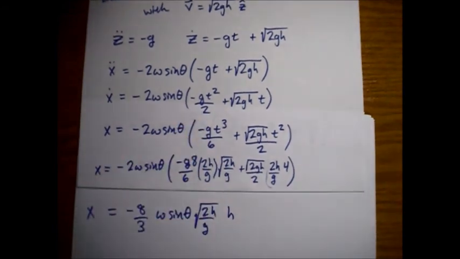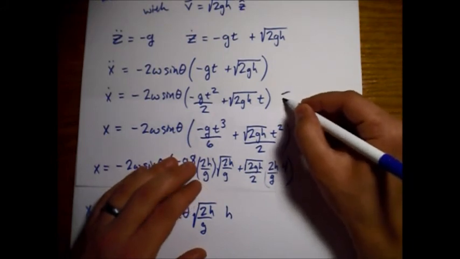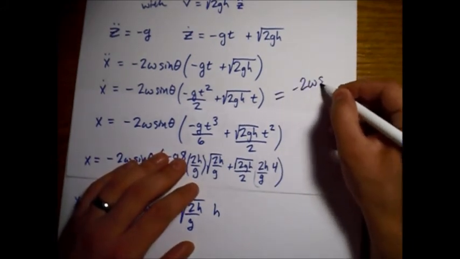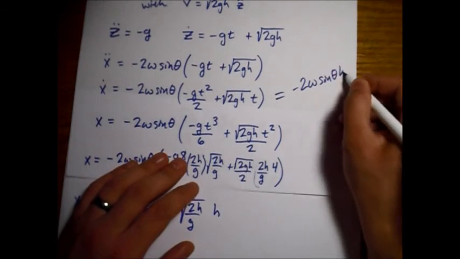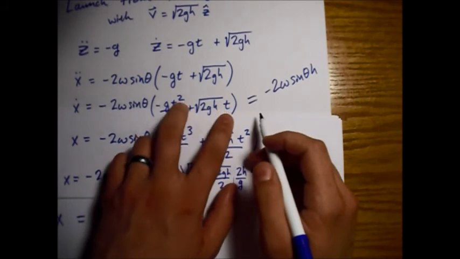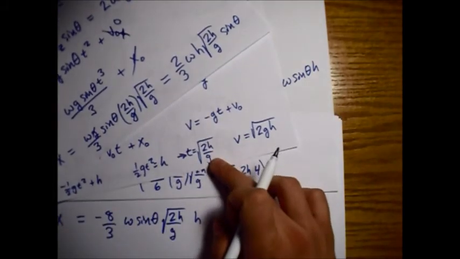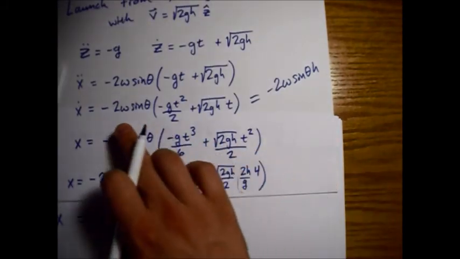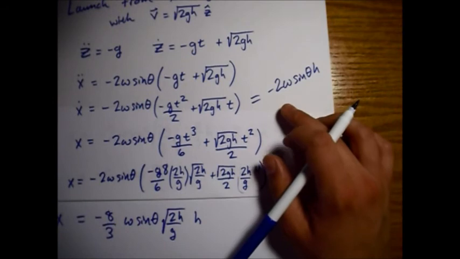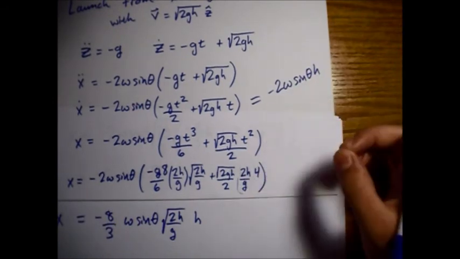Okay, so if we carry out that calculation, we get a minus 2 omega sine of theta multiplied by h. Okay, so that's just plugging in the t, like square root of 2h over g, into this equation. And so this is how fast to the west it's moving by the time it reaches the top.